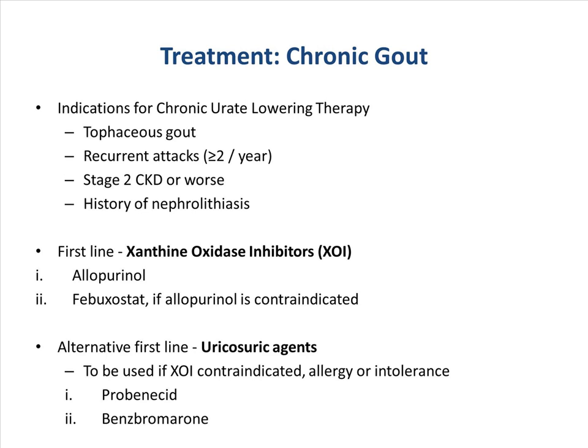In the management of chronic gout, the indications for using chronic urate lowering therapy are tophaceous gout, recurrent attacks of more than 2 per year, urate nephropathy with stage 2 or worse chronic kidney disease, and a history of nephrolithiasis. The first-line urate lowering therapy is xanthine oxidase inhibitors such as allopurinol. Febuxostat is an alternative if allopurinol is contraindicated. However, if xanthine oxidase inhibitors are contraindicated due to allergy or intolerance, alternative first-line treatment are uricosuric agents such as probenecid or benzbromarone.